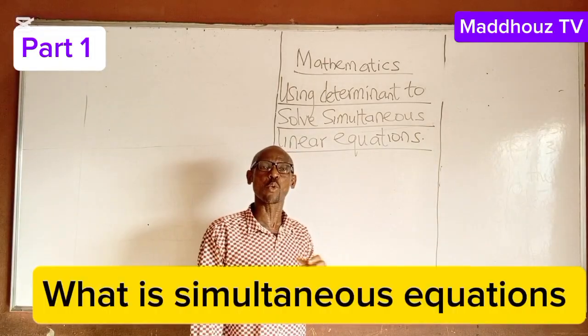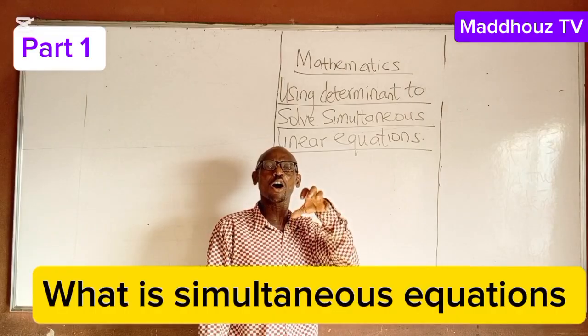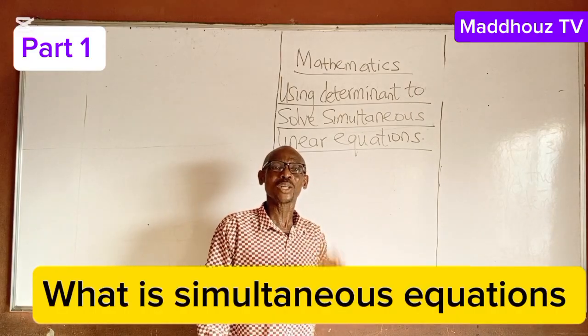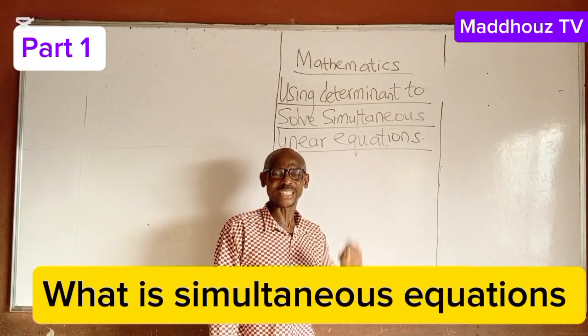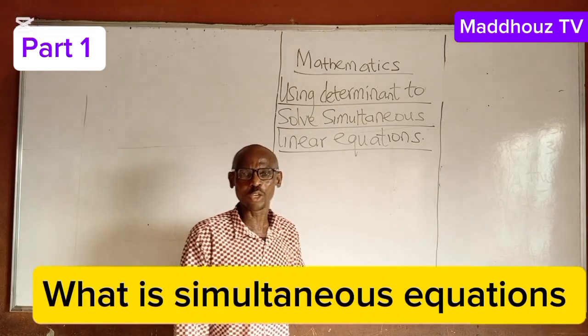Today we are going to look at using determinants to solve simultaneous linear equations. Two or more equations have values of the unknowns that will satisfy all the equations. We say that the values of the unknowns are the letters in the equation.